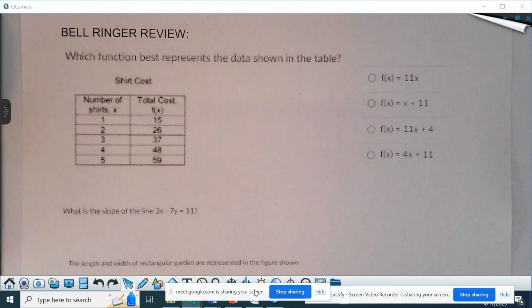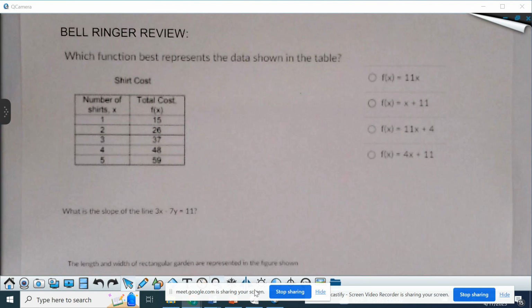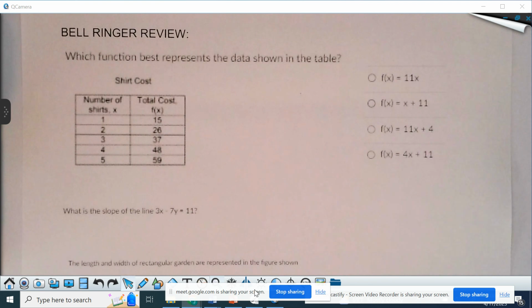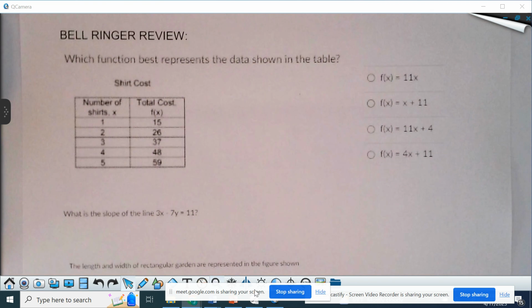From day 47, the bell ringer review. This is a little fuzzy due to me just screenshotting and trying to copy it over as fast as possible and get as much done as possible. But hopefully we'll talk about it. A lot of people miss this problem.